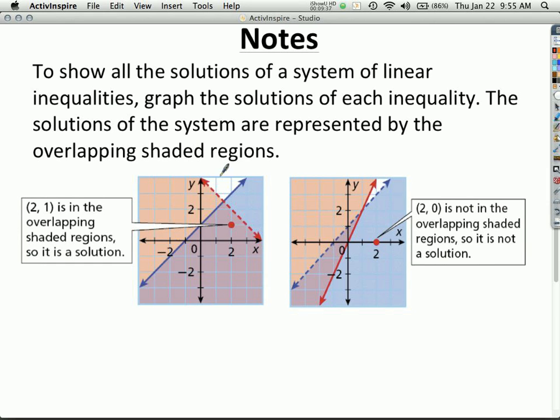You'll also notice that there's white space. That's not shaded at all. In this graph, I have a point labeled. That point is not a solution because it's not within the double shaded region.